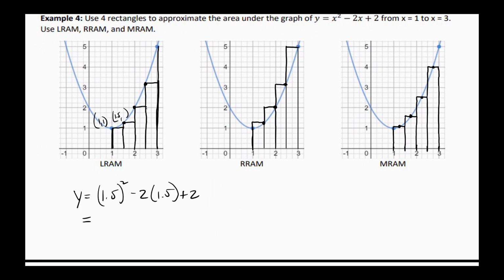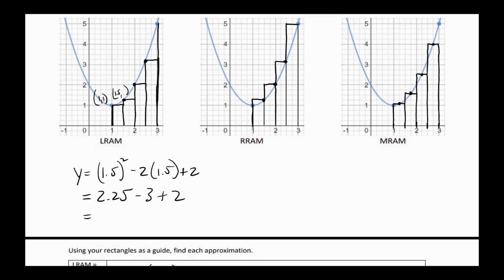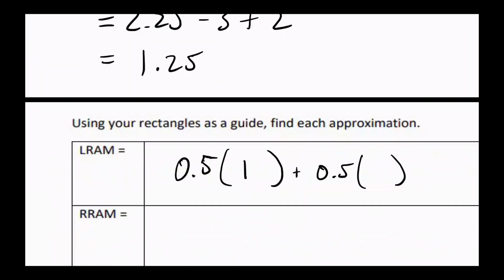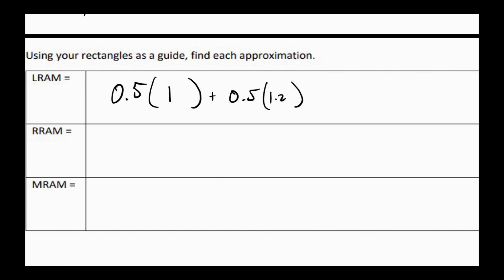Okay, 1.5 squared. Well, 15 squared is 225. So if you move the decimal over twice, it's 2.25. Okay, 2 times 1.5, that's 3, plus 2. Let's see, you're going to get negative 0.75, 1 point what? 25. So that's going to be the height over here.